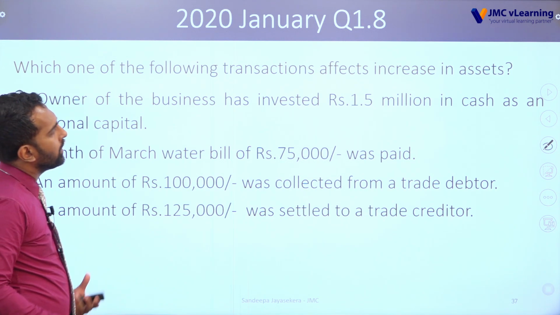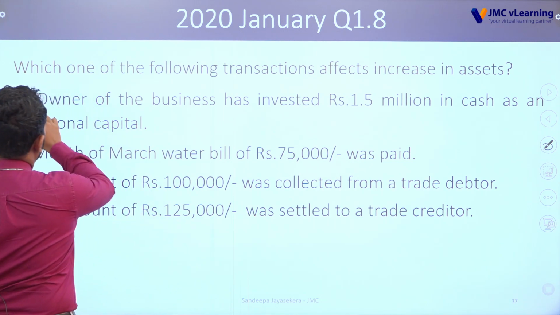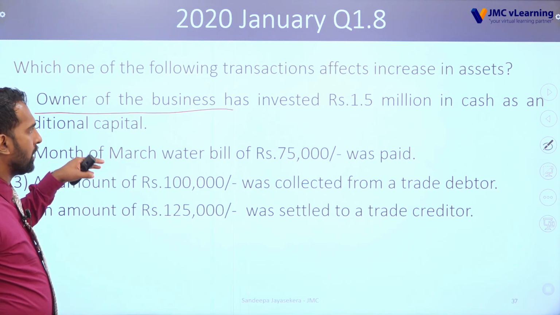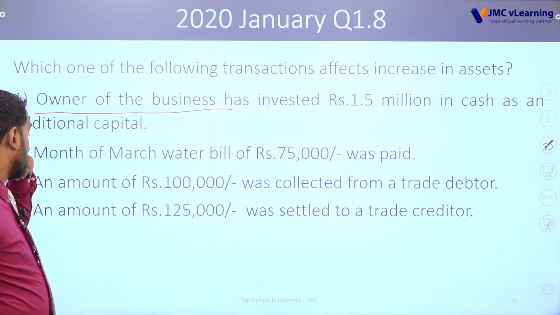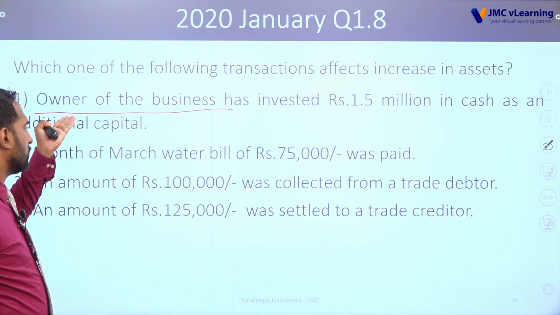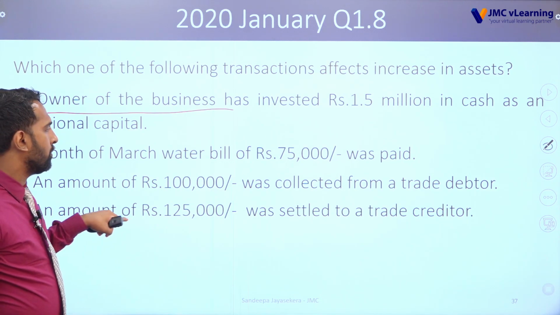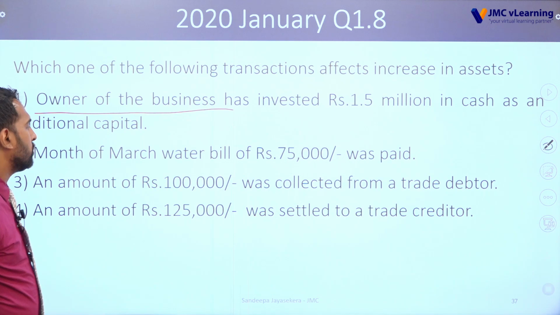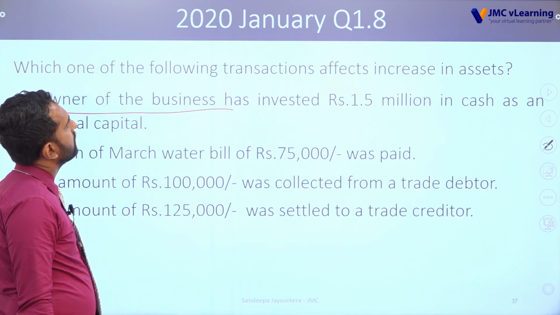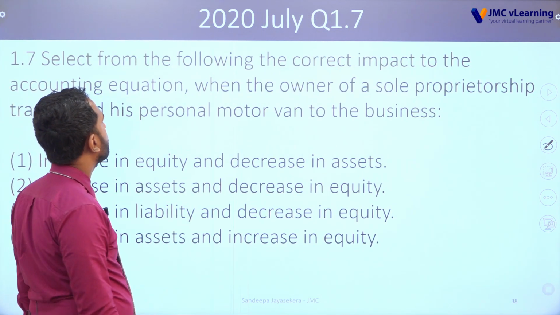First one, when owner is investing money, one side asset increases, other side the capital increases. So definitely this is a correct answer. Month of March, water bill paid. When you are paying, cash comes down, no? Not an increase in assets. An amount of 100,000 was collected from a debtor. When you collect from the debtor, cash goes up, debtor comes down. Net impact is 0 to the assets. An amount of 125,000 settled to creditor means you are paying. So the assets will come down. So the first one is the correct answer.